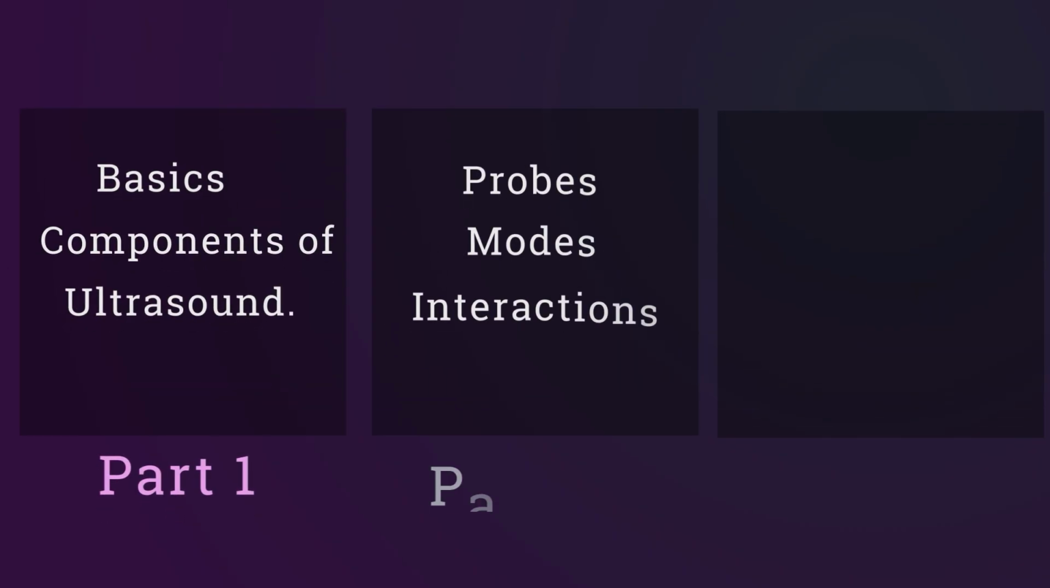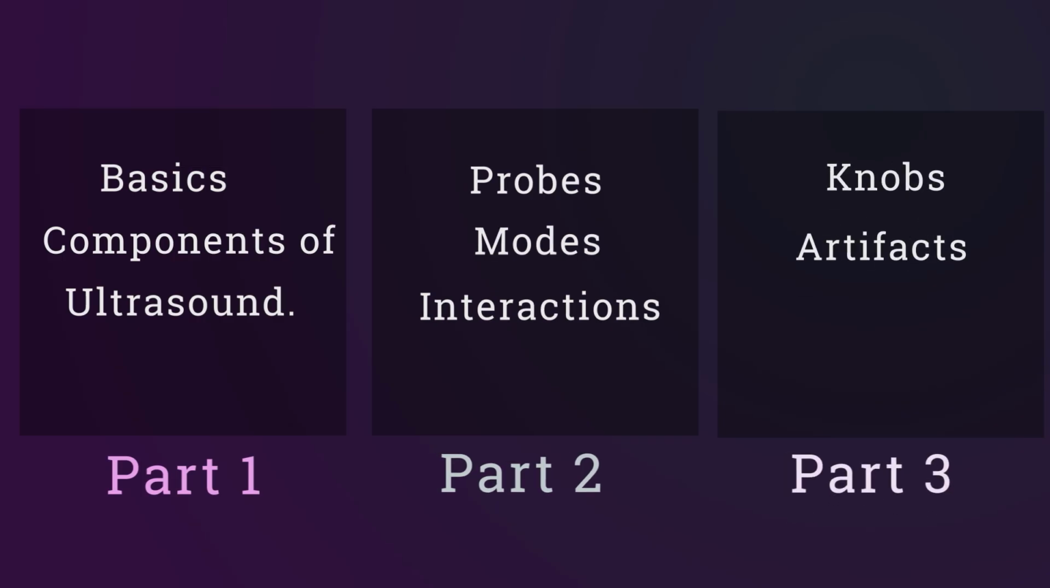Ultrasound physics is broken into 3 major chapters so that the information provided is bite-sized and easy to follow. This is part 1 of the lecture series where we focus on the basic building blocks of ultrasound, ultrasound modes, probe selection, and tissue interactions, as well as knobs and artifacts, are part 2 and 3 of this lecture series. The full lecture is also available if you would like to watch this 1-hour lecture in one go.